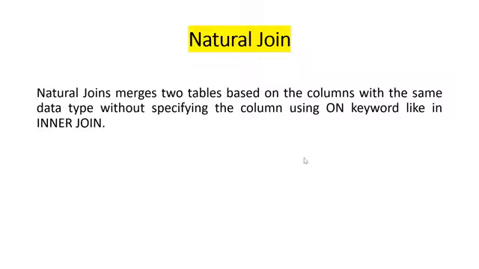For natural join, natural joins merge two tables based on the columns with the same data type, without specifying the column using the ON keyword like in inner join. As we have seen in the inner join, we have to specify the column that we want to use to join the two tables.